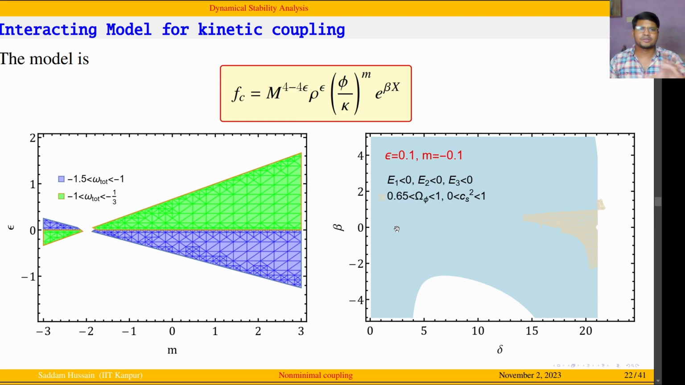So we have considered a space where the green region is the region for the eigenvalues, and this gray part is for omega phi between 0.65 and sound speed 0 to 1. So we have seen the overlapping region over here for the 15 to 20, and beta in this case has to be negative, and a little bit positive, I think, right? So this is the case.